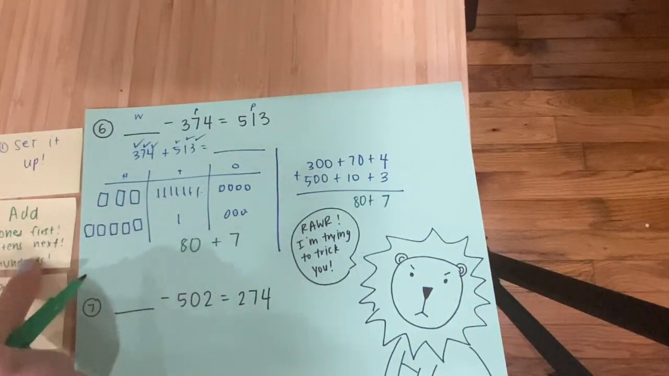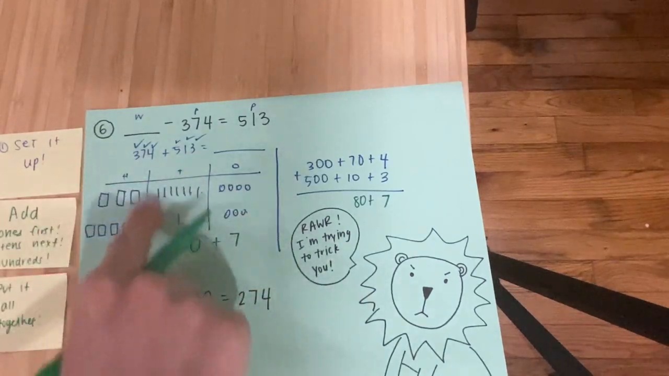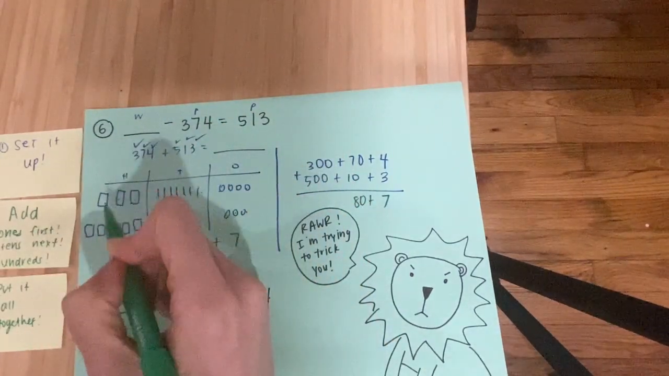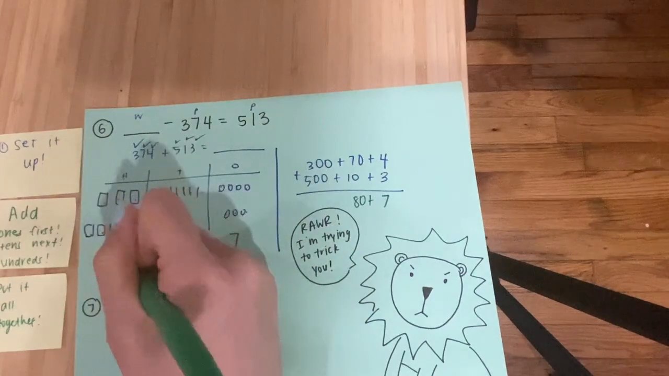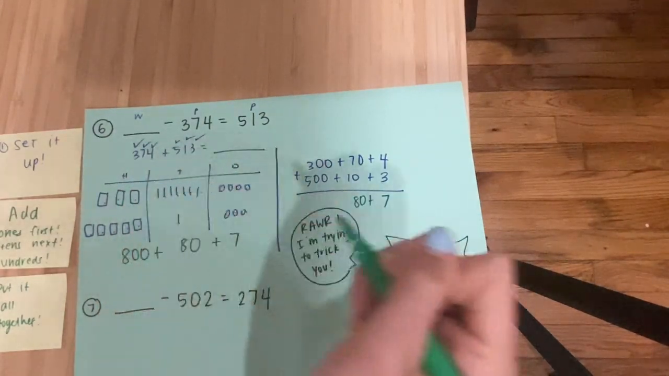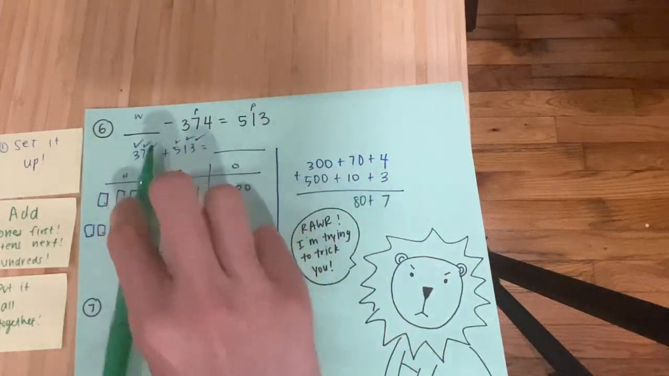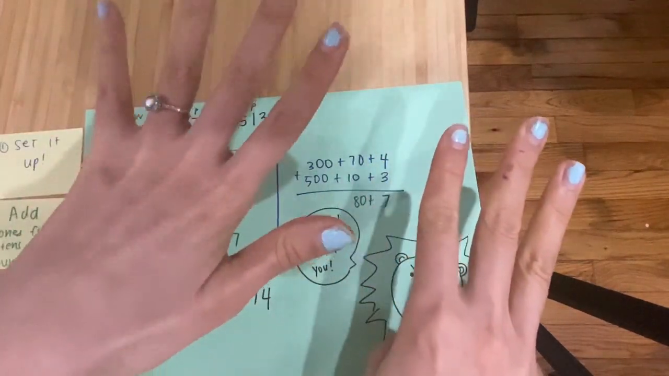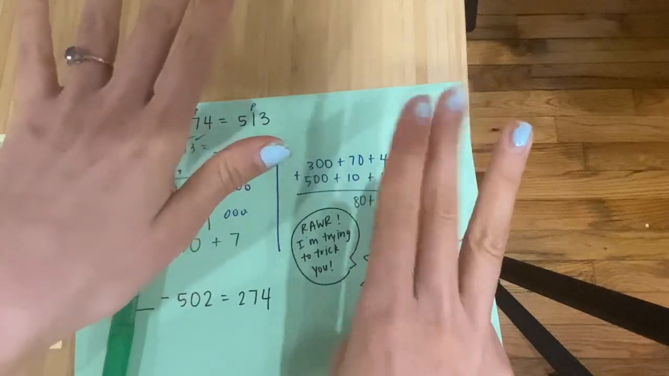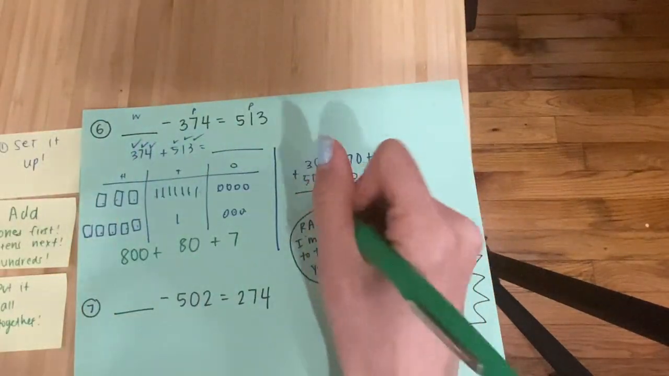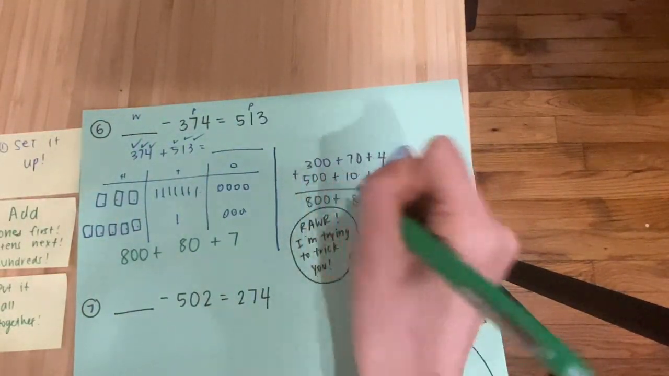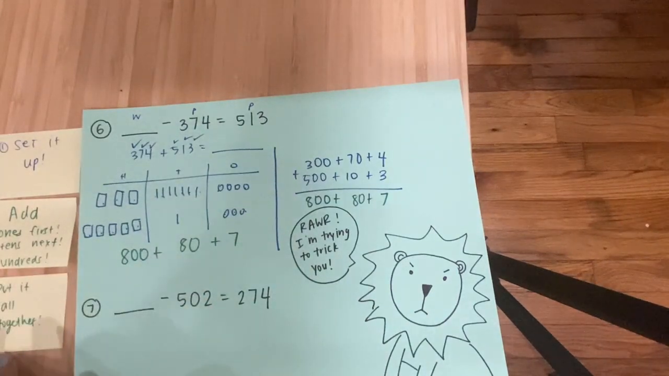Last is my hundreds. Okay, so now let me count my hundreds. 1, 2, 3, 4, 5, 6, 7, 8. 800. Let me add my hundreds over here. 300 plus 500. So 3 hundreds plus 5 hundreds is 5, 6, 7, 8. 8 hundreds is 800. Okay, now my last step is to put it all together.